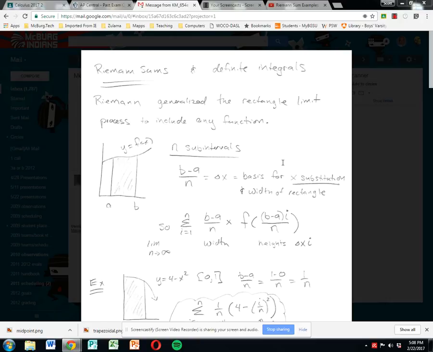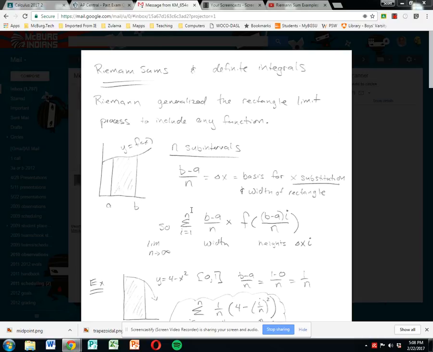Okay, Riemann sums and definite integrals. Riemann generalized the rectangle limit process to include any function. So he also has right rectangles, left rectangles, midpoint rectangles, trapezoidal approximations. We're just probably going to concentrate on right rectangular approximations, and eventually we're going to hit the limit as n approaches infinity. We're going to hit that more than anything else today.